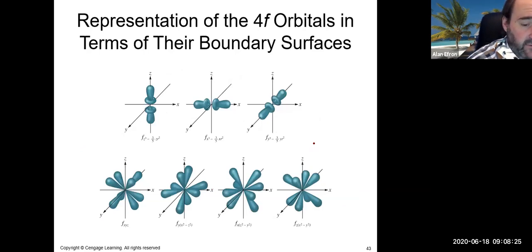And these are our f orbitals. You can see kind of like 2 d orbitals put together for the most part. And you can see there's 7 different designations of those f orbitals and what they look like.